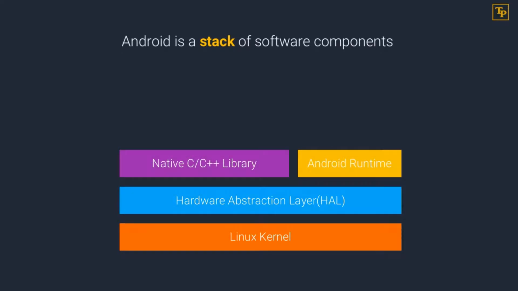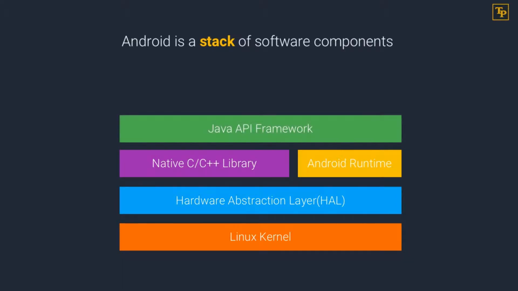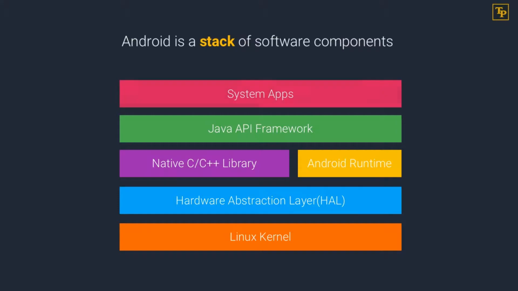On top of HAL, or hardware abstraction layer, come native C++ libraries and Android runtime. Then comes Java API framework and after that system applications. So the overall architecture of Android system looks like this. Let's try to understand them in detail.